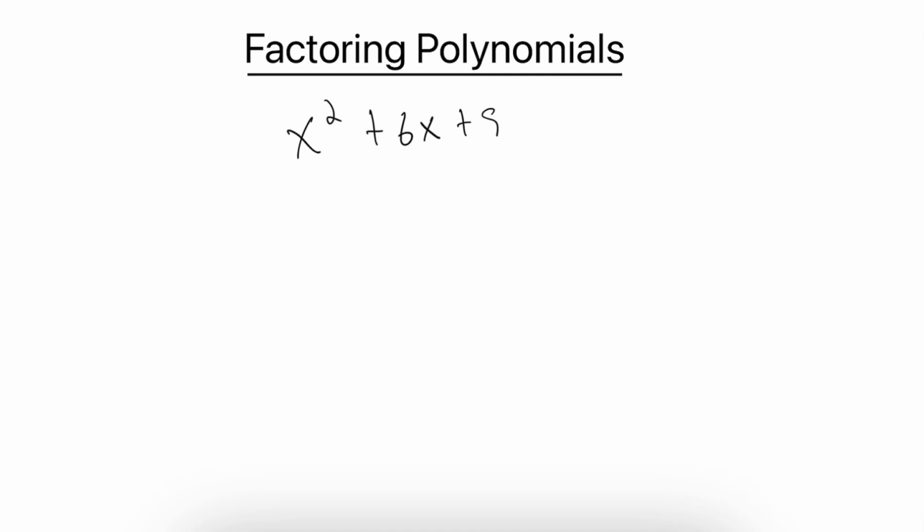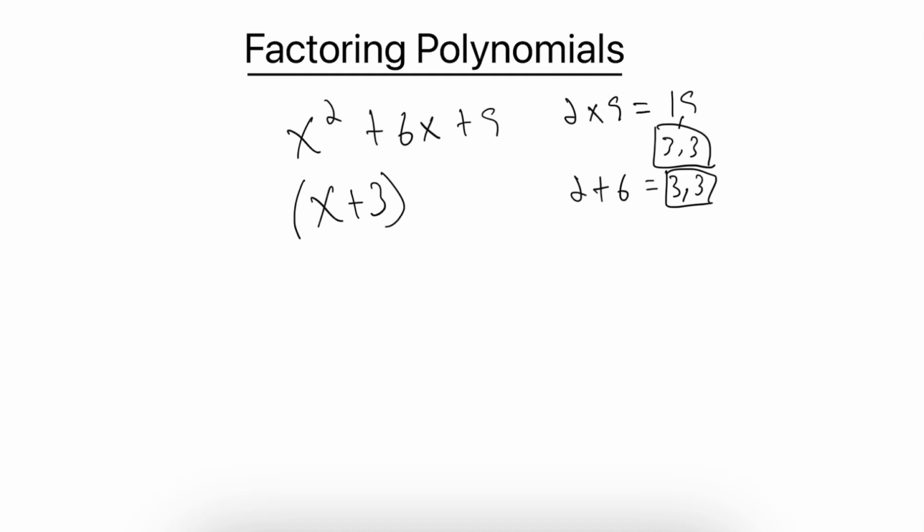Now we have x squared plus 6x plus 9. So like before, we need two numbers that multiply to 9. We have 1 and 9, and 3 and 3. And we need two numbers that add to 6. And 3 and 3 add to 6, so we've got 3 and 3. So x plus 3, x plus 3.